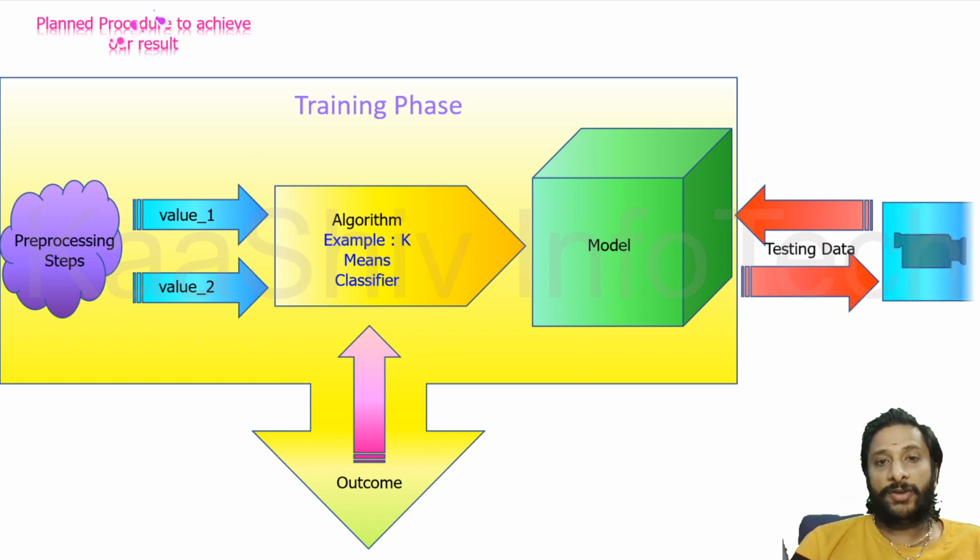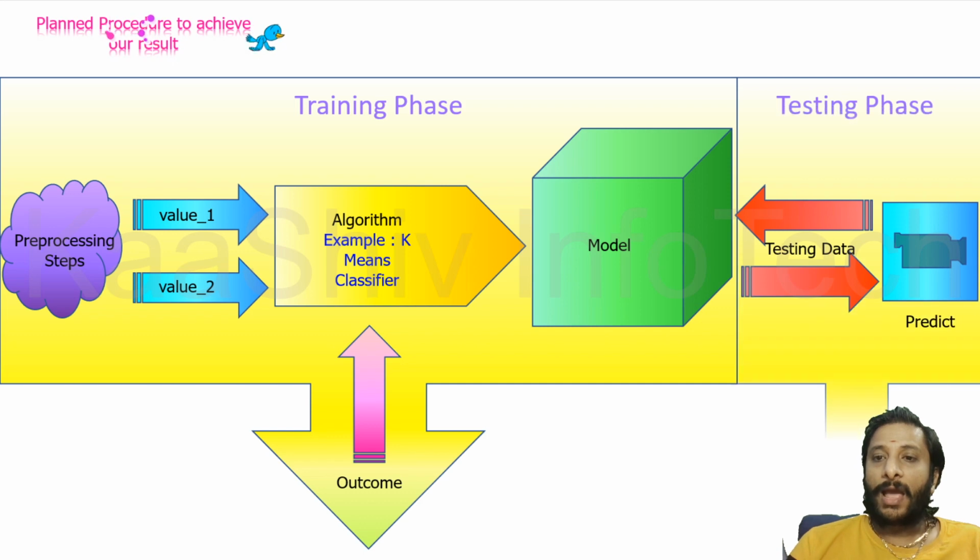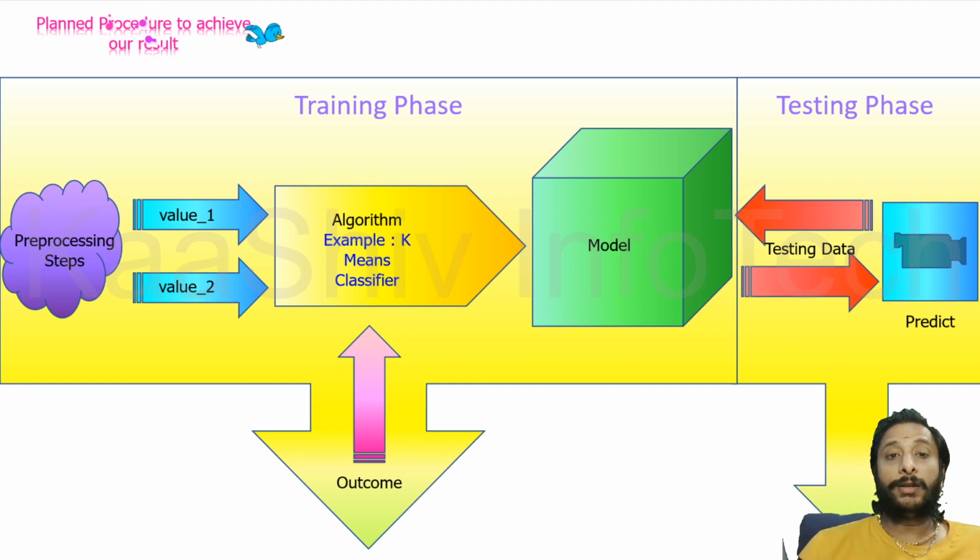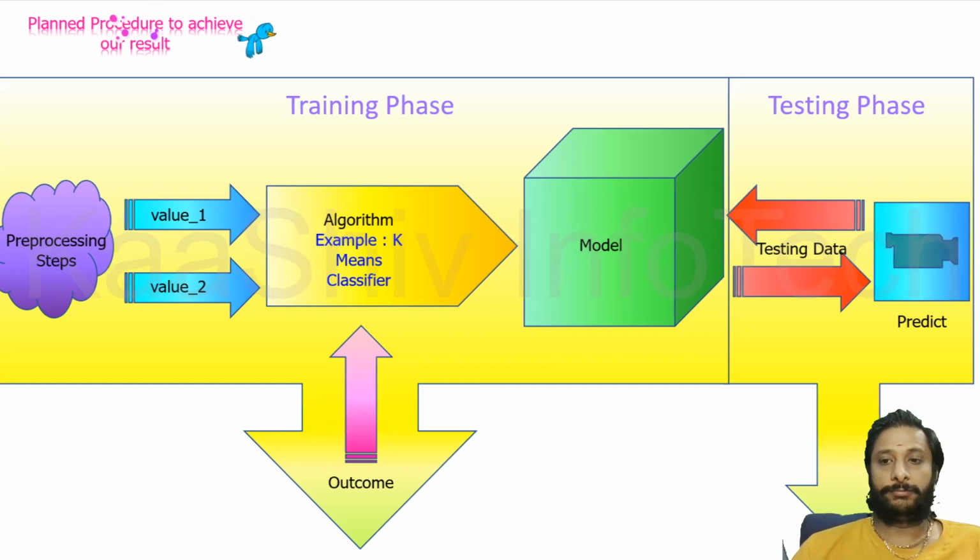That is your training phase. Once the model is created, you will have data for testing, and your prediction is done. That is your testing phase. So this is how your model is created, and how an artificial intelligence system is created.